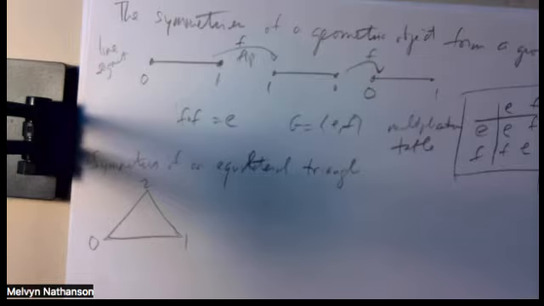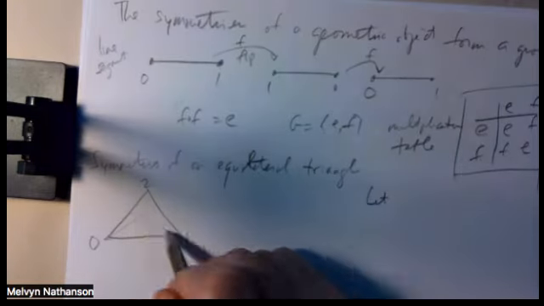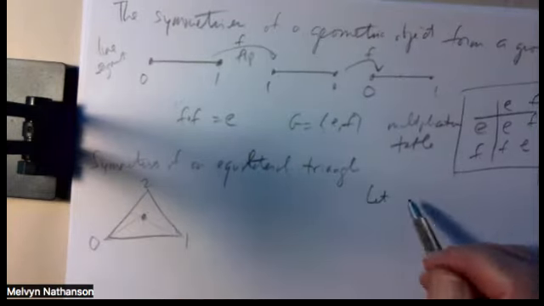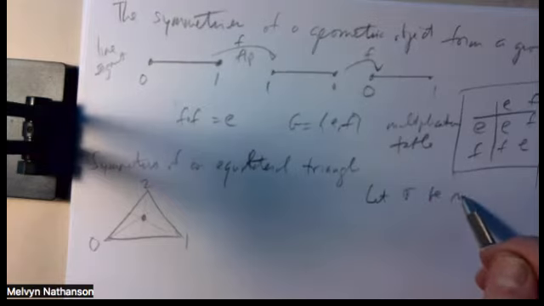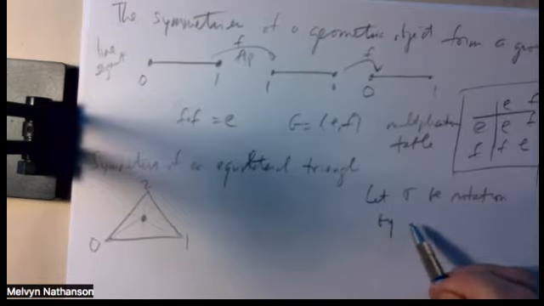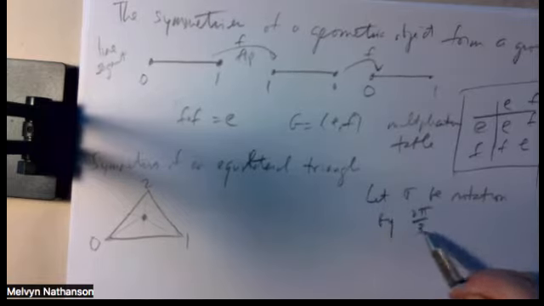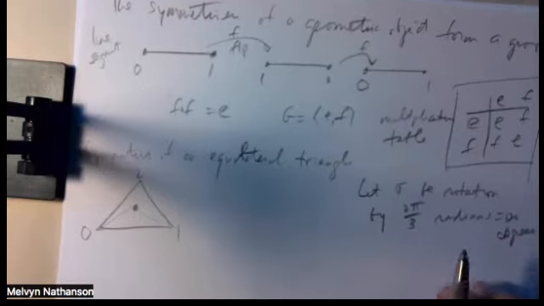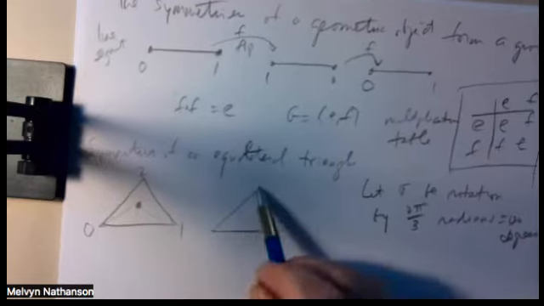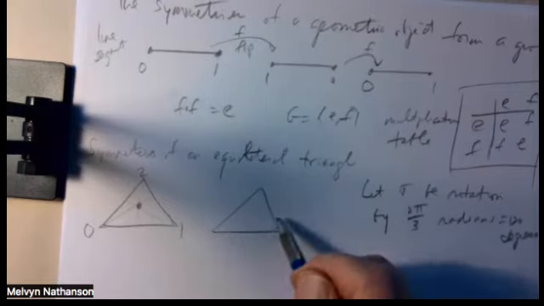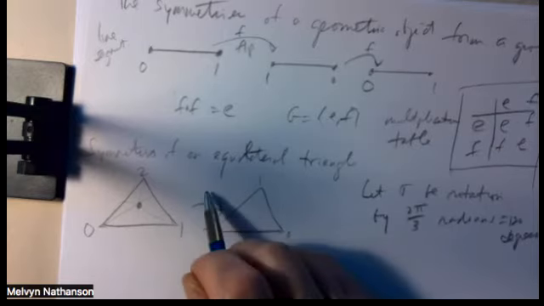So this is the center of the triangle. So let sigma be rotation around the center by 2 pi over 3 radians, or 120 degrees. So when you rotate this, 0 ends up here, 1 ends up here, and 2 ends up here. That's sigma.